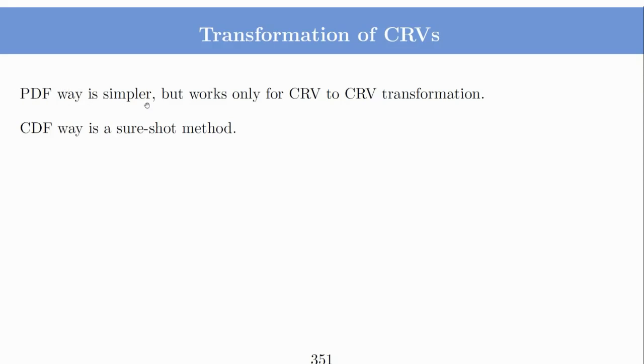And this is a simpler way because there is a direct expression, but it works only for continuous random variable to continuous random variable transform. If one is PMF, this will not work. But the CDF method will always work whether you have a CRV to discrete random variable, discrete to CRV, or discrete to discrete, because the CDF always exists for these cases.